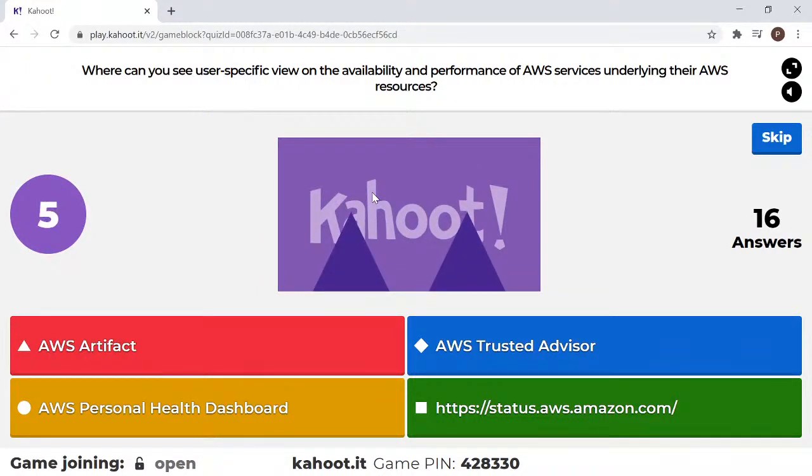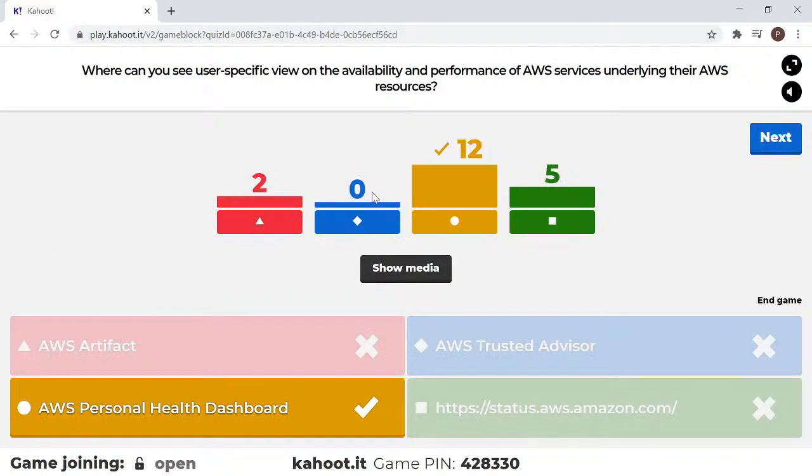We have roughly 10 seconds left. So yes, a maximum people were able to get the question correct, and that is AWS Personal Health Dashboard. That is where you will be able to see the impact that your specific account resources have based on the service availability of the overall AWS services.